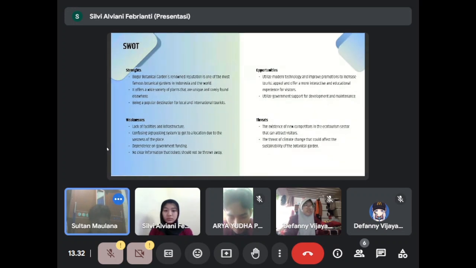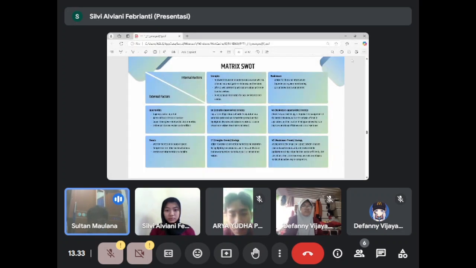making it a popular destination for local and international tourists. Weakness: lack of facilities and infrastructure, and a confusing signage system to get to locations. Funding is from the government, there is no clear information, and tickets shall not be thrown away. Opportunities: utilize modern technology and improve promotion to increase tourists, offering a more interactive and educational experience for visitors, and utilize government support for development and maintenance. Threats: the existence of new competitors in the ecotourism sector can attract visitors, and climate change threatens the sustainability of the botanical gardens. Next, please.